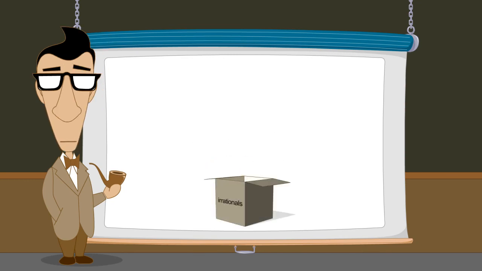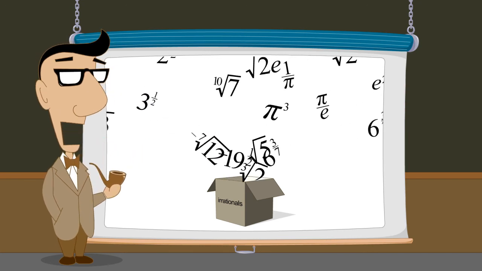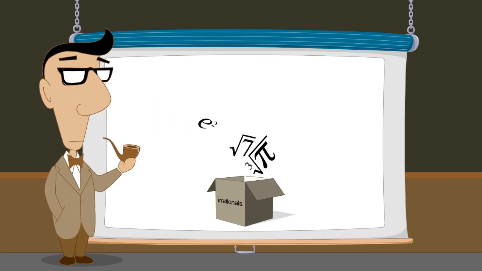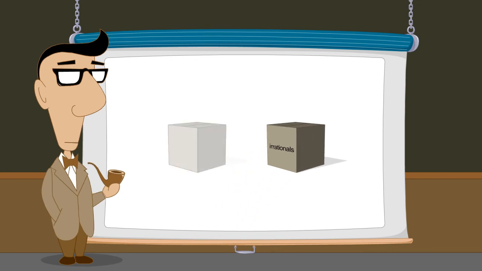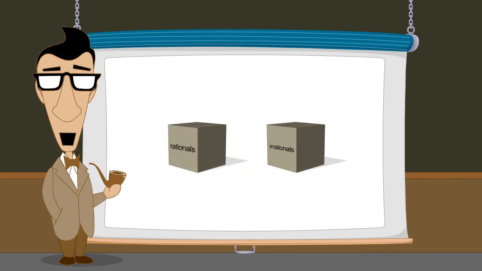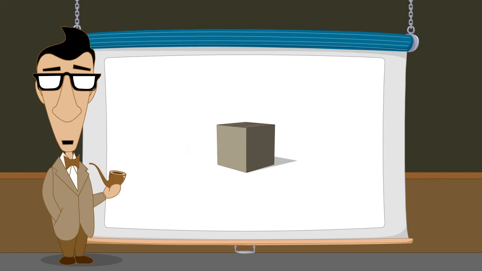With the invention of calculus, mathematicians were able to prove that numbers like pi and e are also irrational. In fact, there are an infinite number of irrational numbers. In the next lecture, we will see how mathematicians eventually combine the irrational numbers with the rational numbers to form the real numbers.